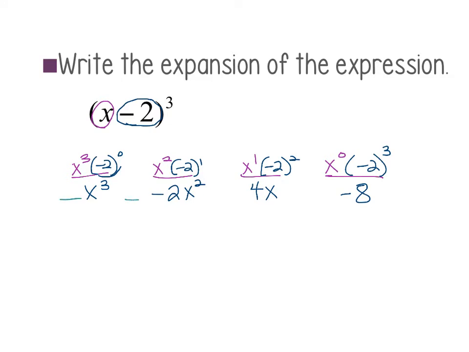Now I need my coefficients. So if you need to leave the space, you can. It doesn't matter as long as you realize you still are not done. You still have to find the binomial coefficients. So I'm finding C(3,0), C(3,1), C(3,2), and C(3,3).